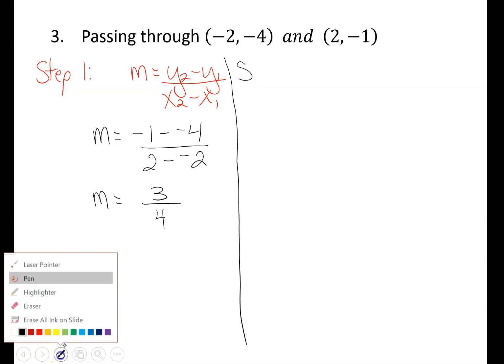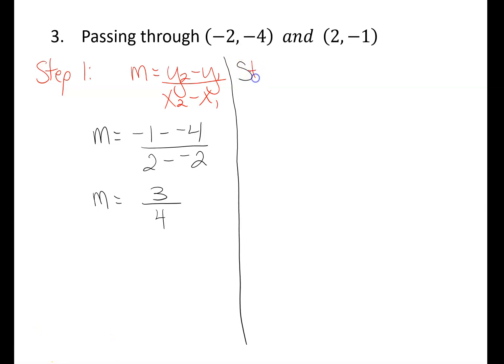Actually, let's do this in red. For step 2, we're going to use the point-slope form. And again, like I said, it doesn't matter whether you use this first point as your x1, y1 or this second point as your x1, y1. But you have to pick one of them. You cannot mix and match. So I'm going to do this first one as my x1, y1.